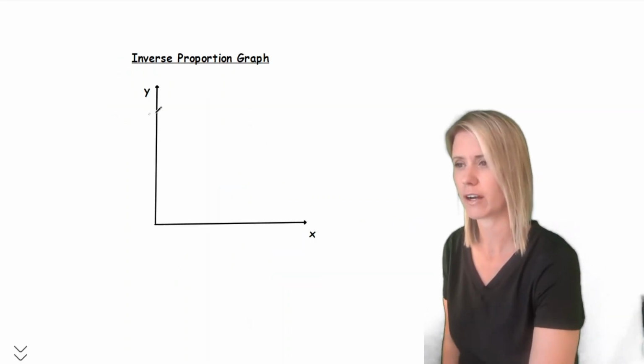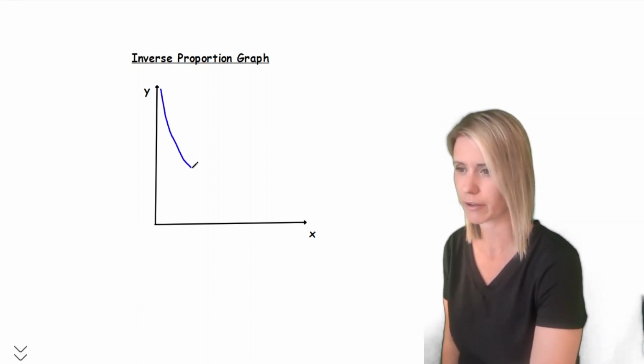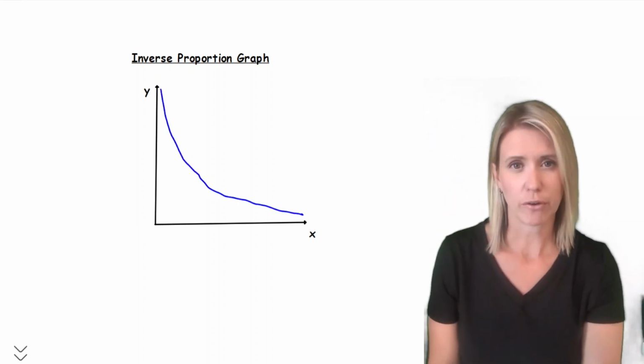Inverse proportion graph is a graph that looks like this. It's the graph of 1 over x. Just make sure you know that shape.